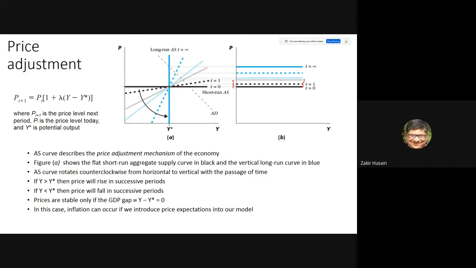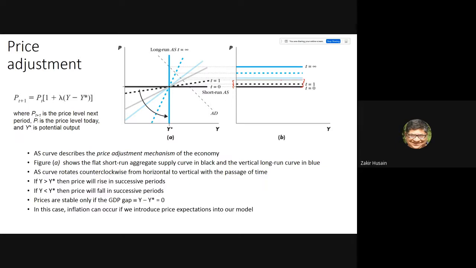Now, when will prices not change? When will prices be stable? Y minus Y star is equal to 0. This is called the GDP gap, and if this is 0, then prices will be stable. PT will be equal to PT plus 1.